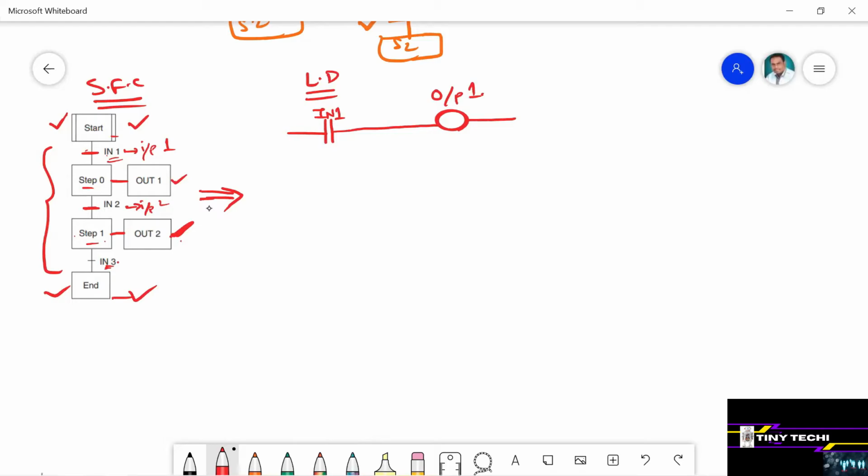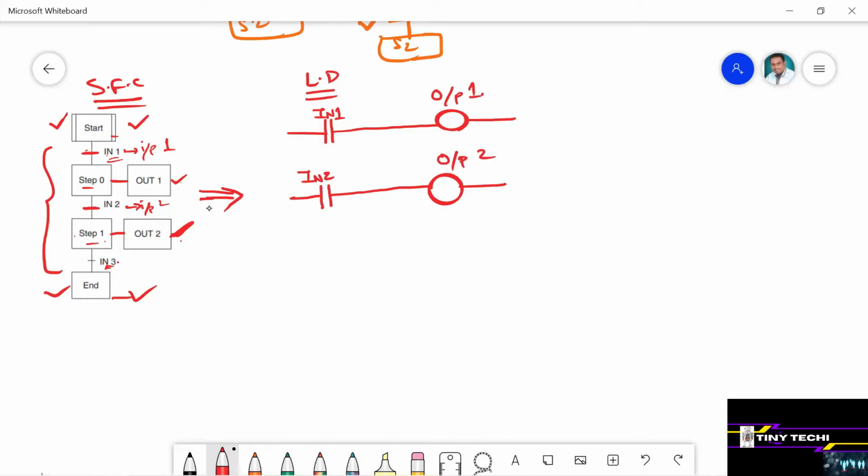Now coming to step 1: step 1 is realized when output 1 is done as well as input 2 occurs. Both things have to happen. In such a case, it depends on output 1 as well as input 2. Otherwise, it is not depending on output 1. Simply we can write input 2 as well as output.